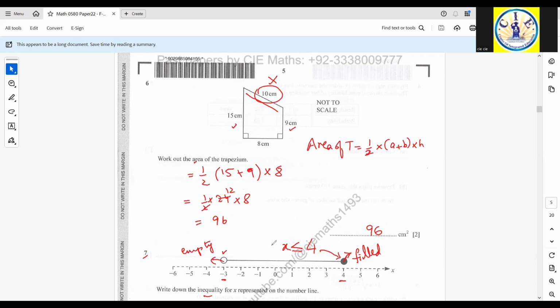And then this one is -3. -3 is less than x because the circle was empty, so I haven't put the equal to sign here. You need to observe this difference. -3 is less than x, less than or equal to 4. That is the answer to this one.